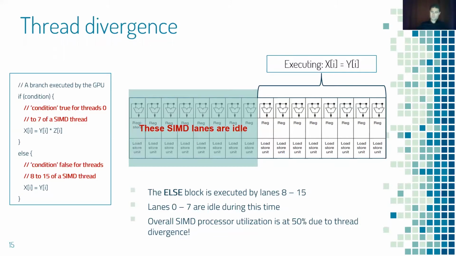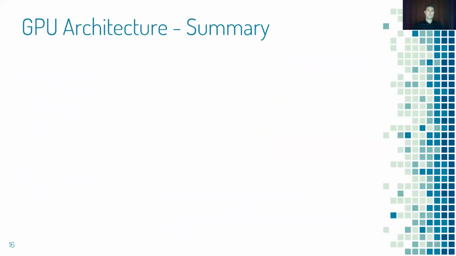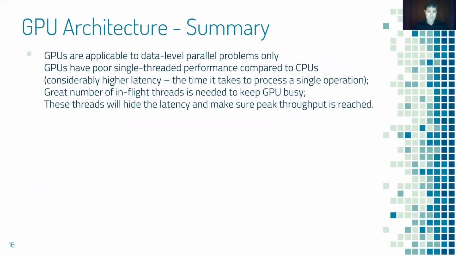Okay, so the summary. There are a few key points that you need to remember when it comes to GPU architecture. First of all, GPUs are applicable to data level parallel problems only. GPUs have poor single threaded performance compared to CPUs. A single CPU thread can be thousands of times faster than a single GPU thread. So that means that GPUs have considerably higher latency. It takes much more time to process a single instruction on a GPU than it takes on a CPU.